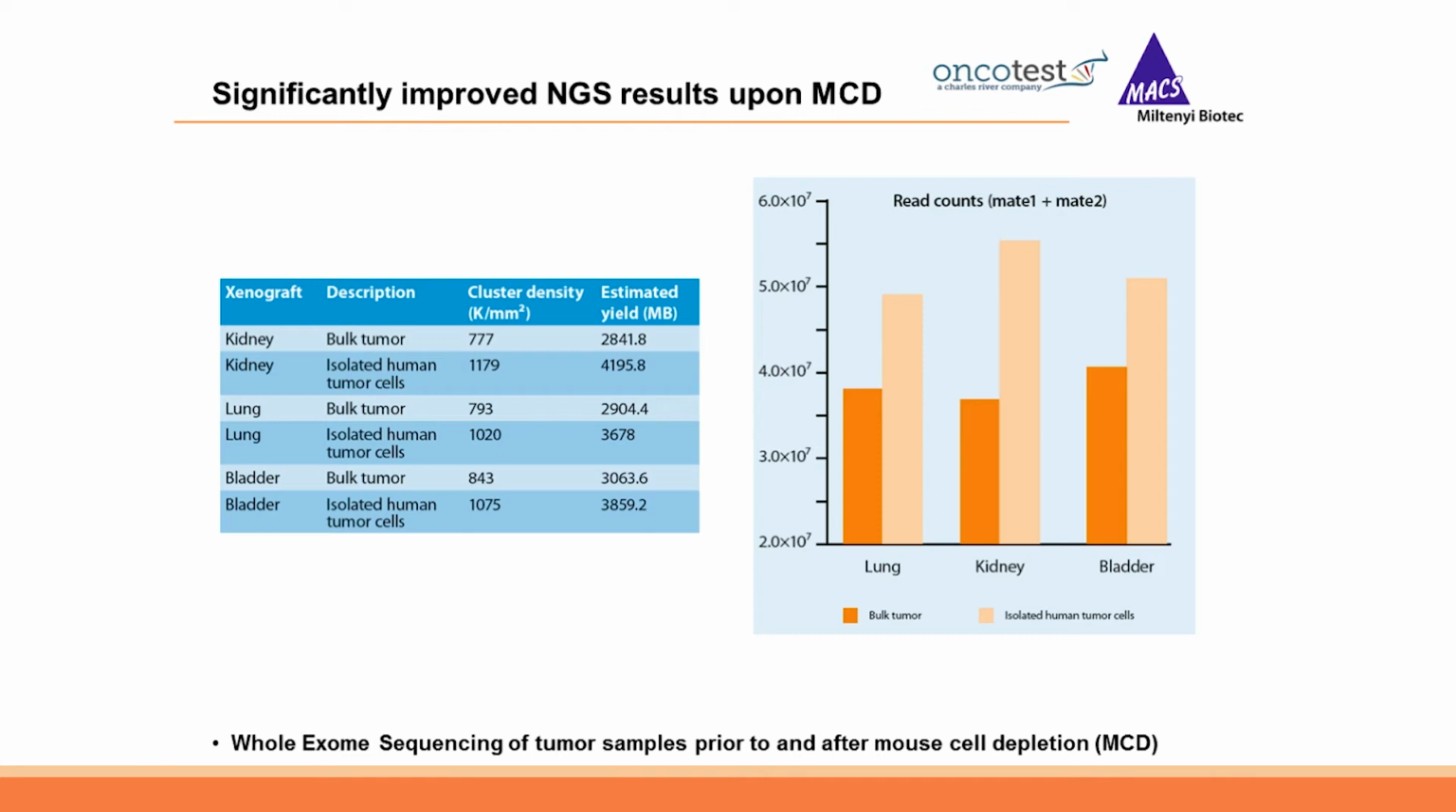And what you can see here is really that you get a significant improvement of your sequencing results, so higher cluster density, higher yield, and therefore also higher read counts. So you really improve that data because you start with a really higher quality sample in the beginning.